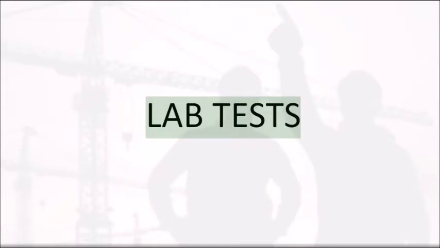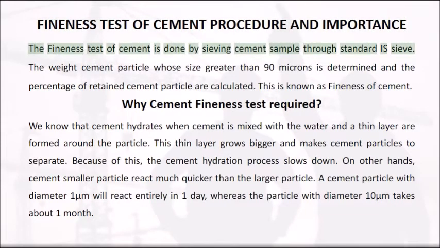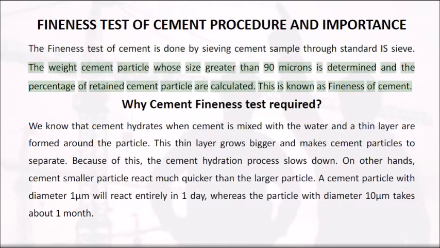Lab tests. Fineness test of cement: procedure and importance. The fineness test of cement is done by sieving a cement sample through a standard IS sieve. The weight of cement particles whose size is greater than 90 microns is determined and the percentage of retained cement particles is calculated. This is known as the fineness of cement.